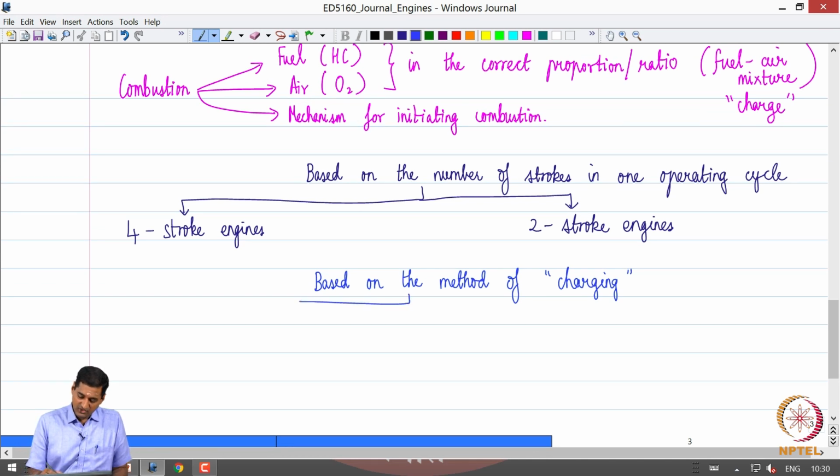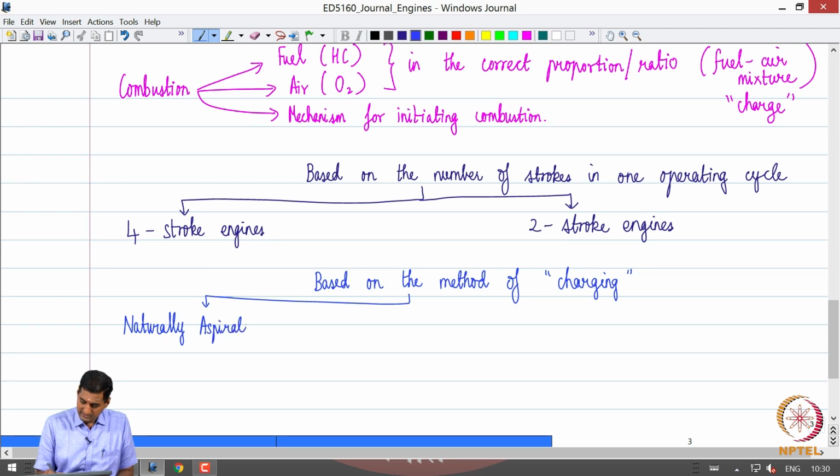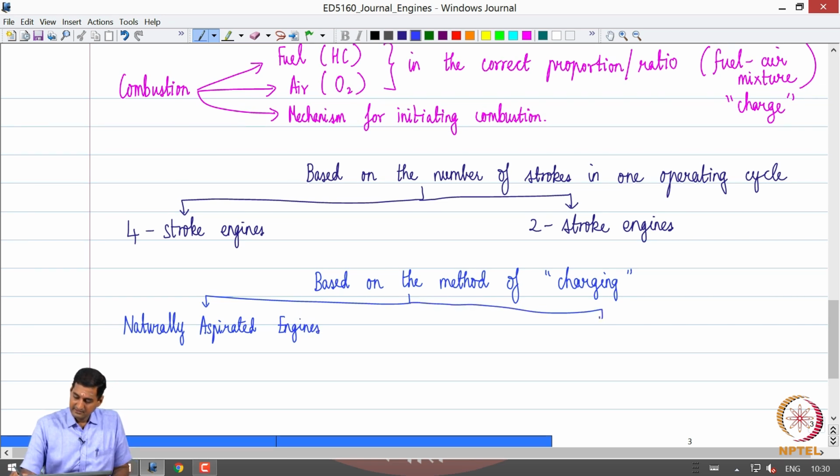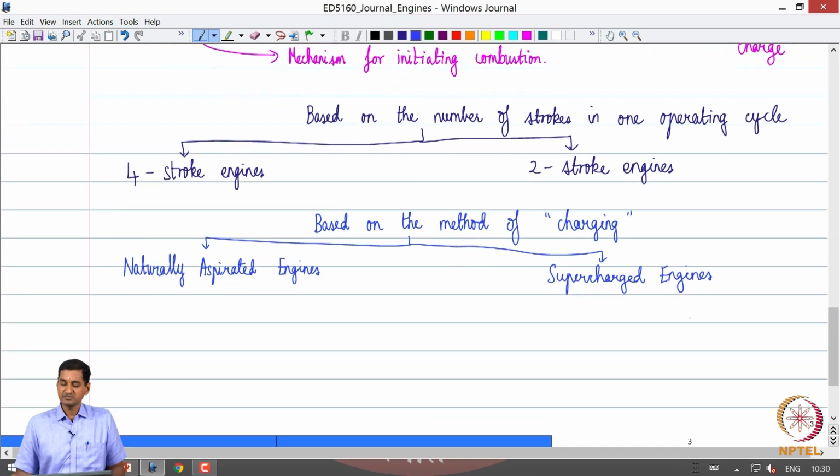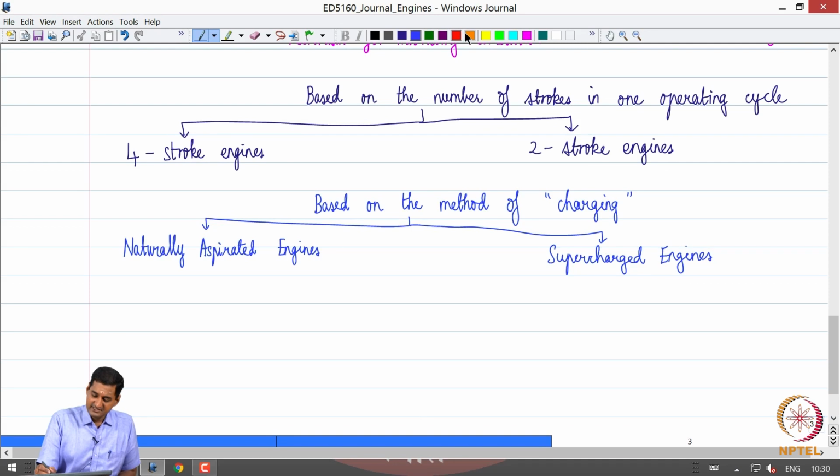So, based on the method of charging, we have what are called naturally aspirated engines and supercharged engines. So, there is a classification based on the method of charging. So, what is this, right?